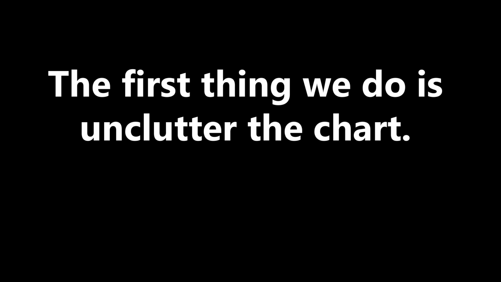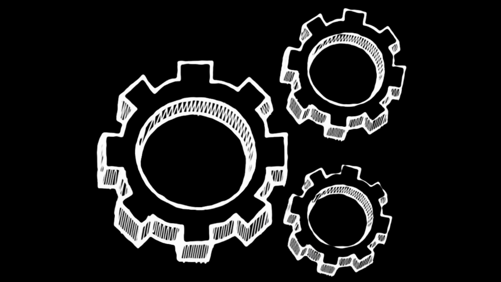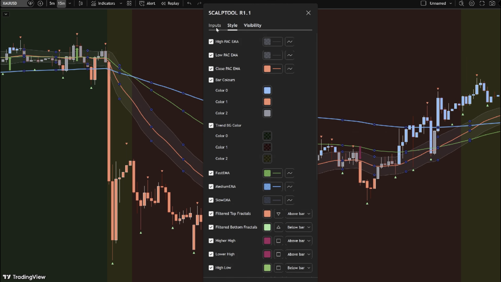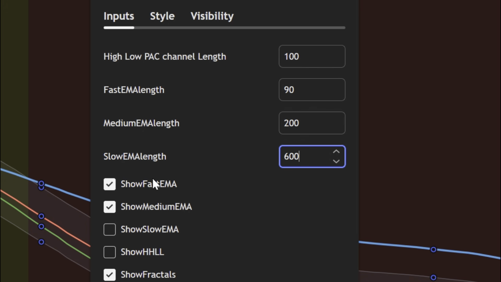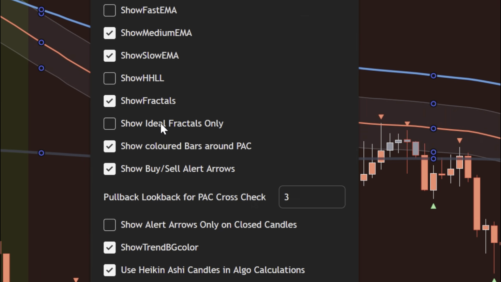The first thing we do is unclutter the chart. Open the indicator settings, set the high-low pack channel length to 100. Disable the fast EMA, enable the medium and slow EMA. Disable the fractals. Disable the signal options. And disable the trend background color.